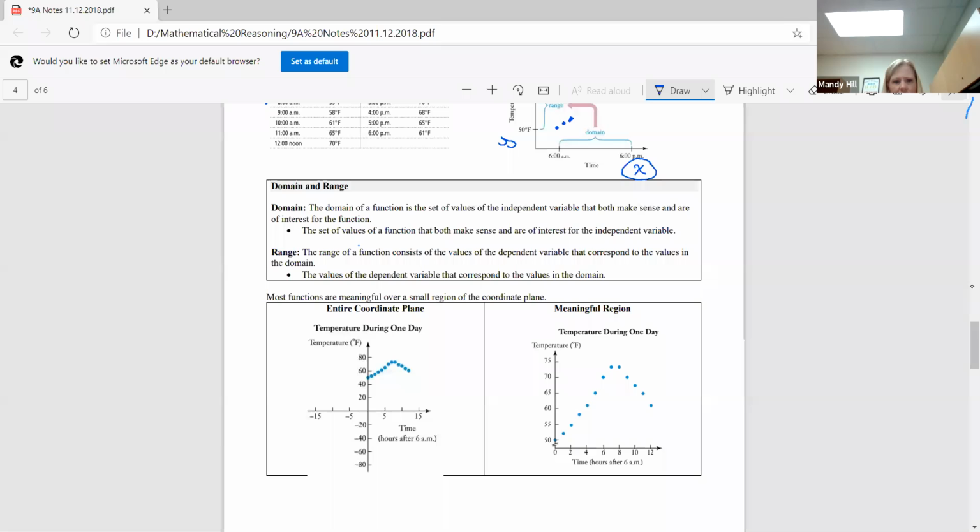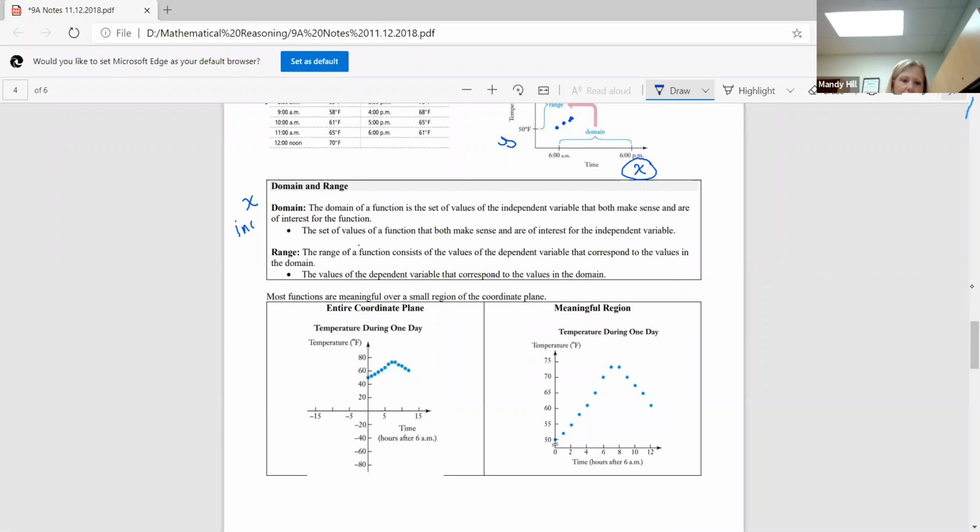The domain of a function is the set of values of the independent variable that both make sense and are of interest for the function. That's going to be the domain. Domain is going to be talking about our x.